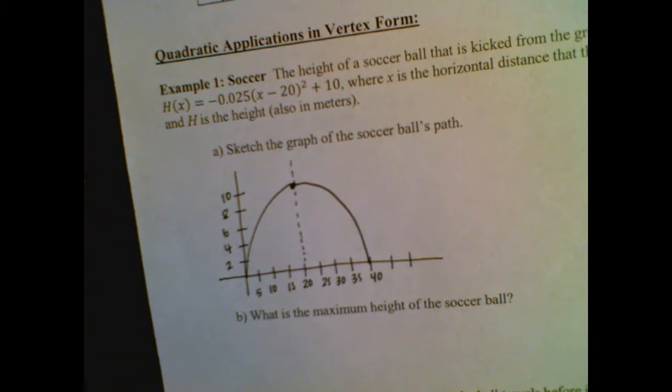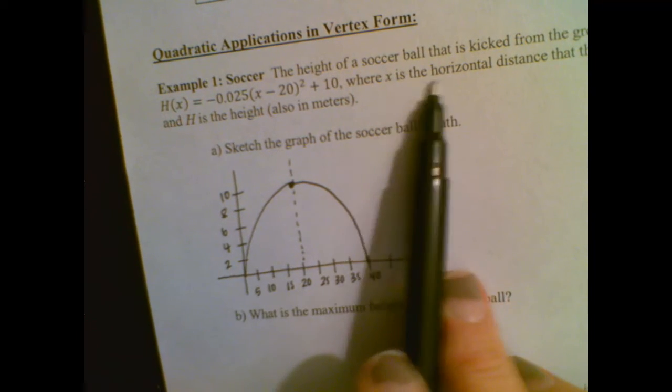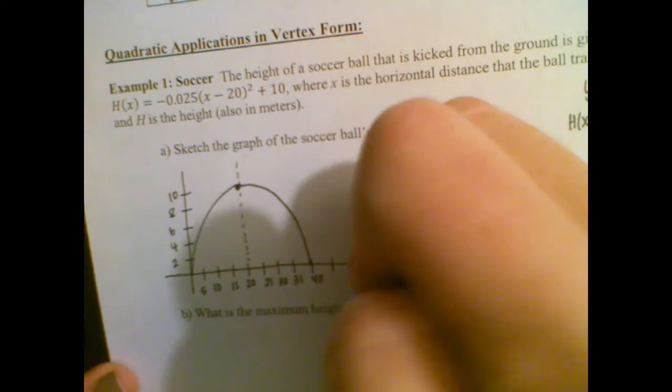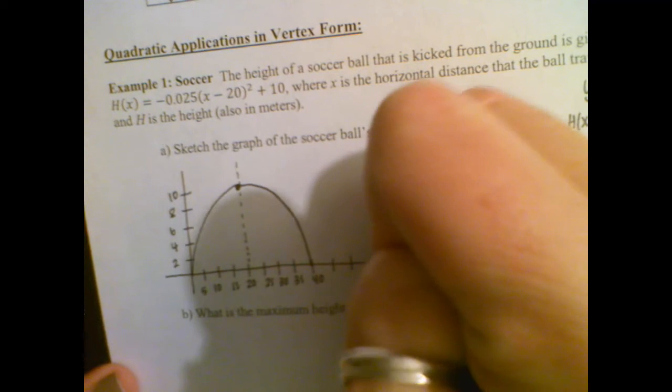So now that I know what this graph looks like, now I need to determine what the variables are. So it's telling me x is the horizontal distance that the ball travels. So this means that my x-axis is my horizontal distance.